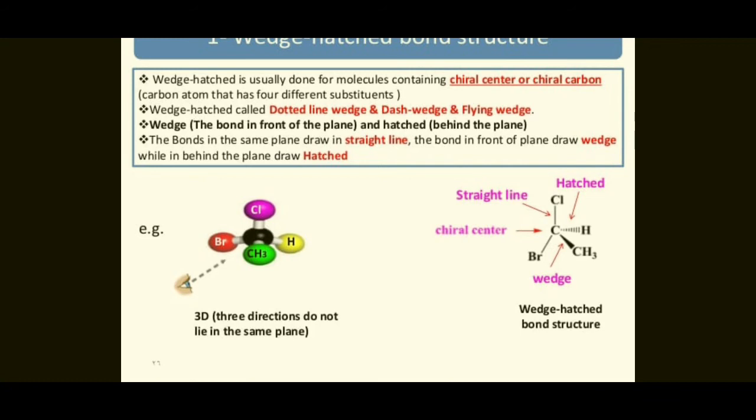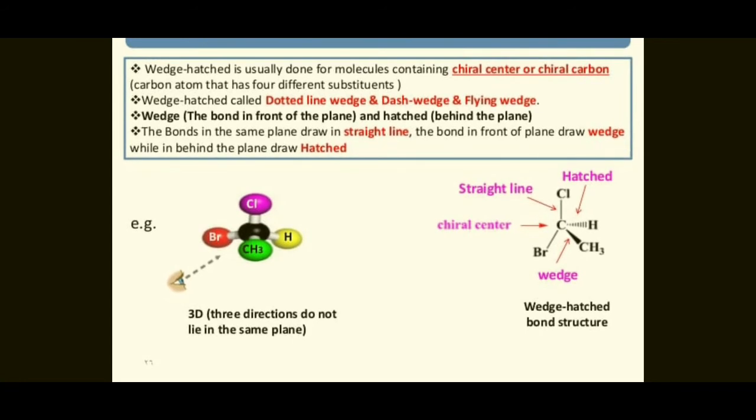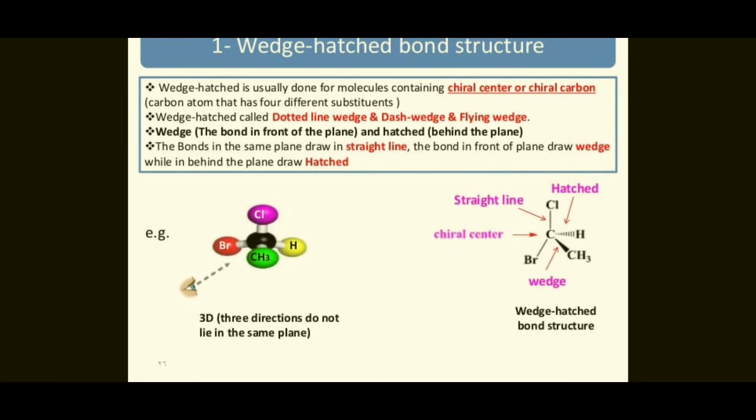The 3D directions do not lie in the same plane, but in the 2D representation they are shown with wedge and hashed bonds. The straight lines are chlorine, at the chiral center, the hashed bond below the plane is the hydrogen atom, above the plane is the CH3 or alkyl group, and in the plane is the bromine atom. It is the wedge-dash projection formula.